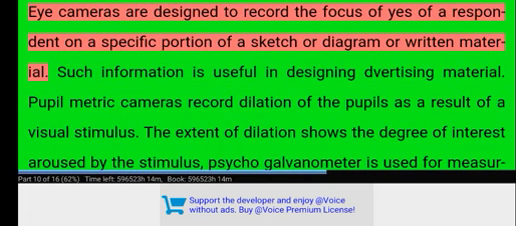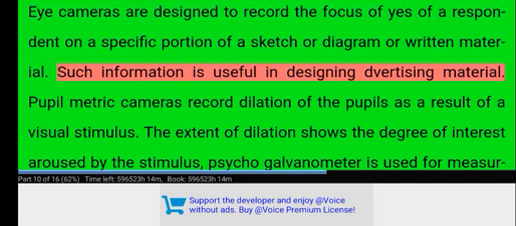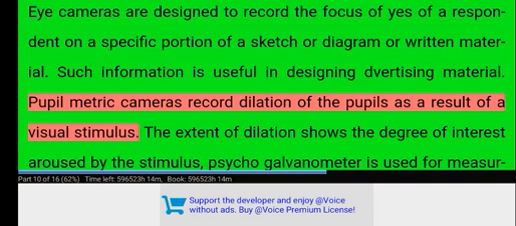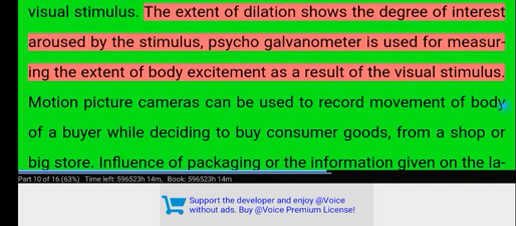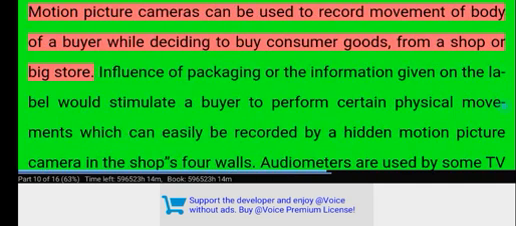Eye cameras are designed to record the focus of eyes of a respondent on a specific portion of a sketch or diagram or written material. Such information is useful in designing advertising material. Pupil-metric cameras record dilation of the pupils as a result of a visual stimulus. The extent of dilation shows the degree of interest aroused by the stimulus. Psychogalvanometer is used for measuring the extent of body excitement as a result of the visual stimulus. Motion picture cameras can be used to record movement of the body of a buyer while deciding to buy consumer goods from a shop or big store.